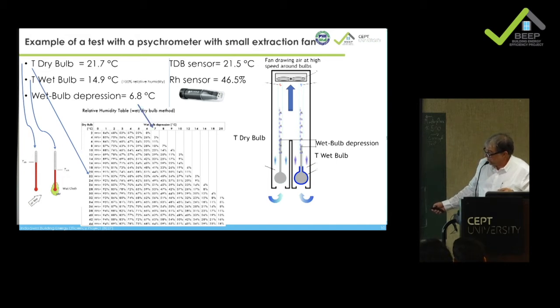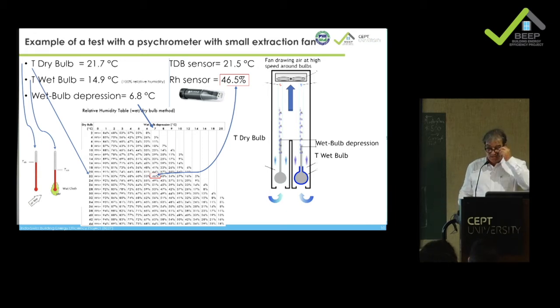So 6.8, approximately 7, and then almost 22. And that gives you 46%. You see that this is matching quite well. So this explained a little bit how today, with a sensor which is measuring temperature and RH, you can also compare it well with what you do with the so-called psychrometric. So does everybody understand this?